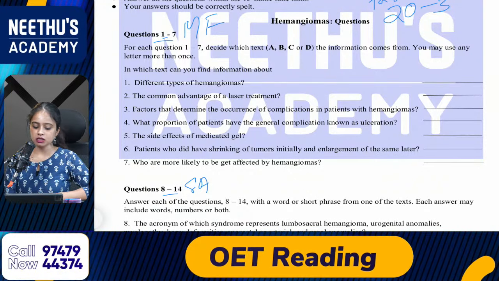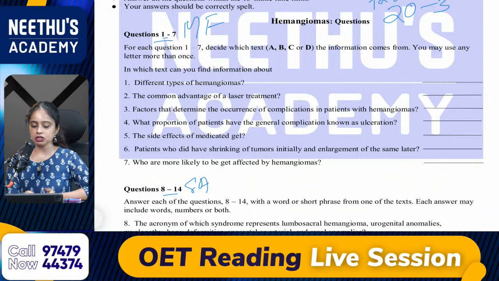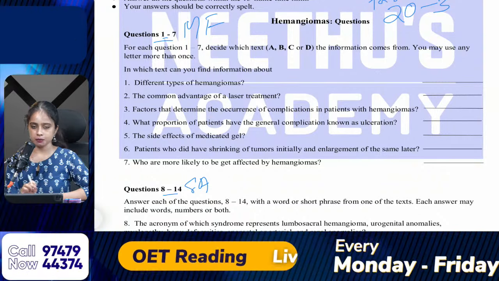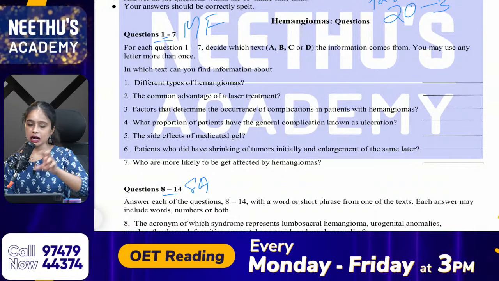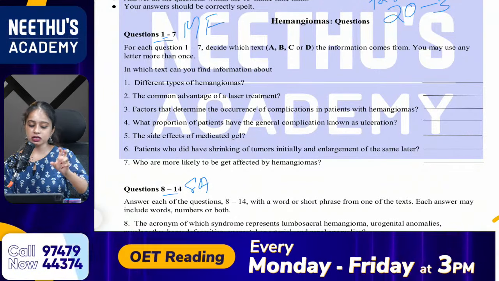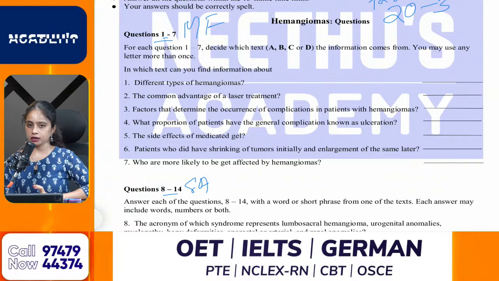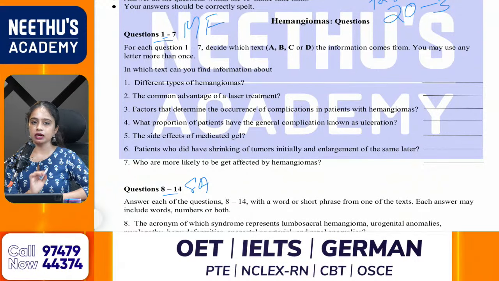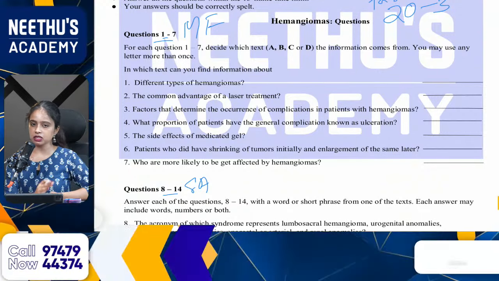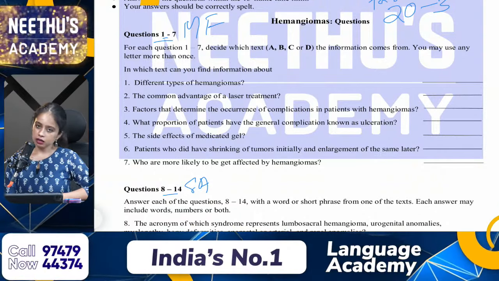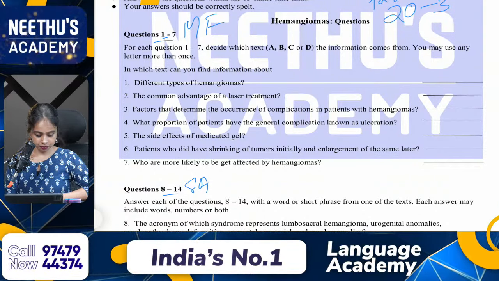Hope it is clear. Which means if that answer, for example, first question answer is from text A, you can write A. Okay, don't write the exact answer there. We need from which text you can locate that particular answer. Okay, so just write that particular letter. If it is from text A, you can write A. That's all about 1 to 7.